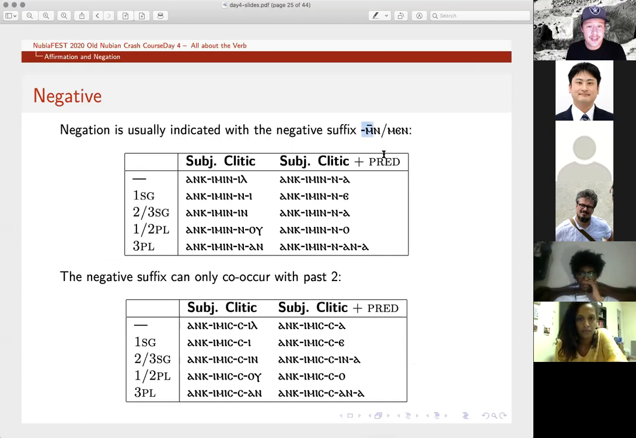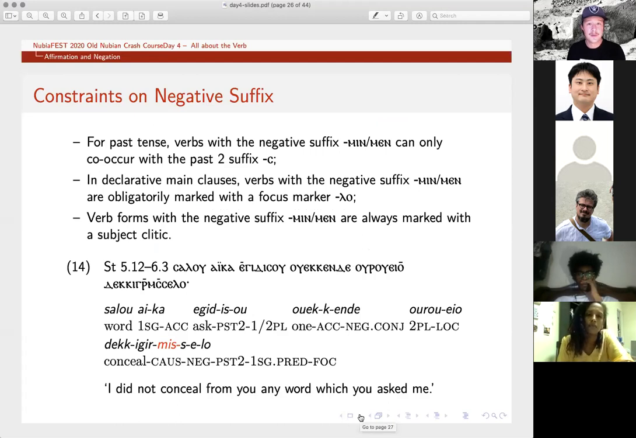Negation also contains an M, but then also usually an N. So min or men is used for negation. As I said before, it can only co-occur with the second past. So you have it for the present tense here, this nice little scheme, and for the past tense here. And it doesn't co-occur as a suffix with past two. And you can see here that the sigma, the S sound, has some regressive assimilation on the end that precedes it. And this is rather consistent throughout the corpus. So the negative suffix is also constrained. I mean, there seem to be constraints on its usage. So we told you that you can only use it with the second past.